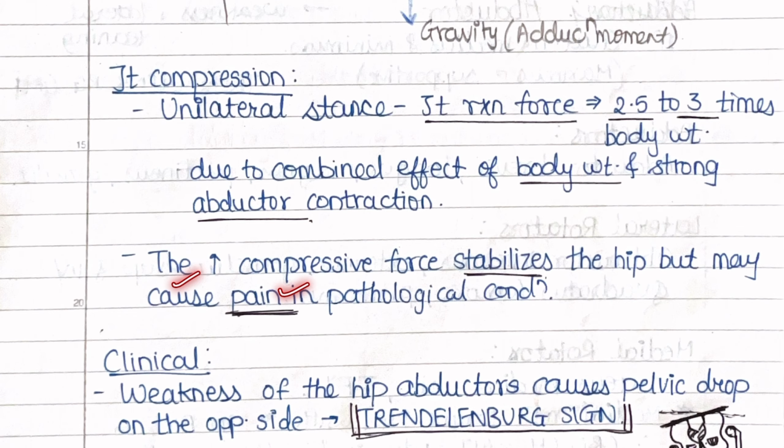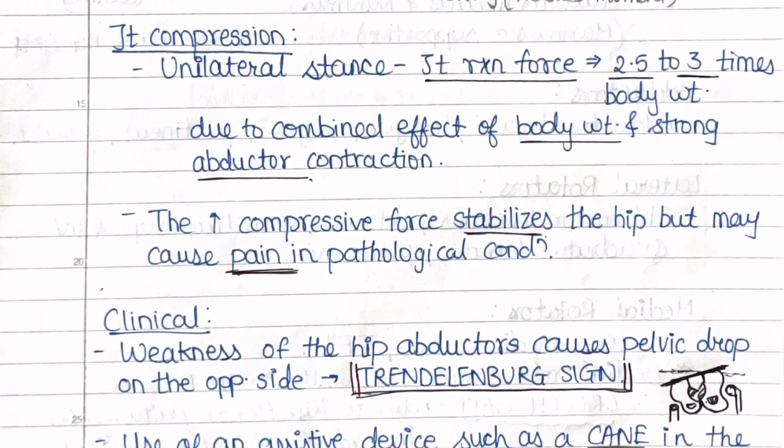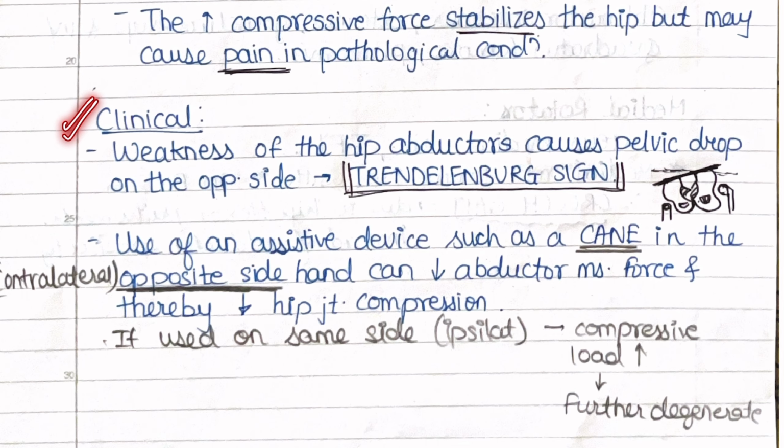The increased compressive force stabilizes the hip but may cause pain in pathological condition. So if we maintain a unilateral stance in pathological condition, there may be stability but you may get pain. So let us see the clinical part.